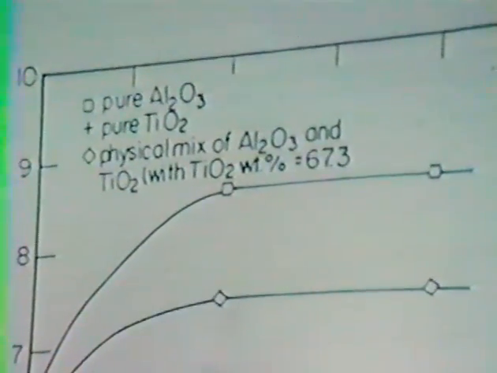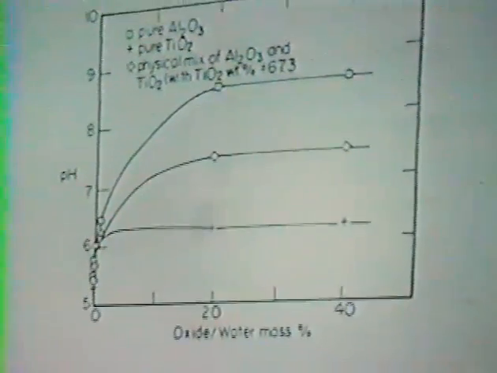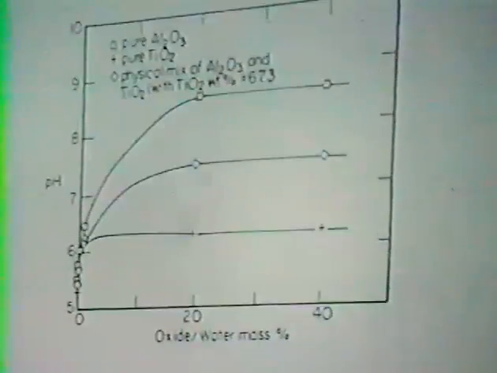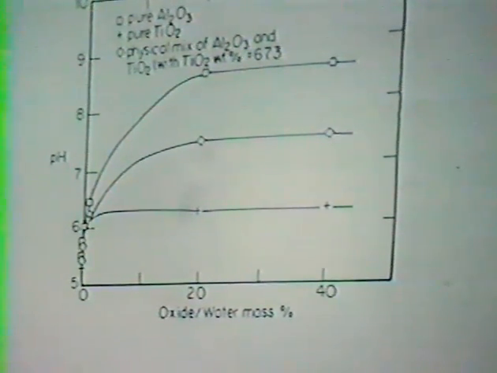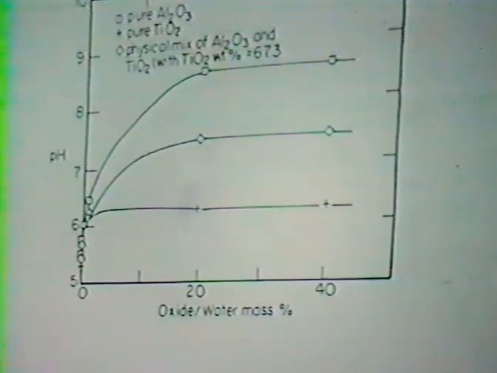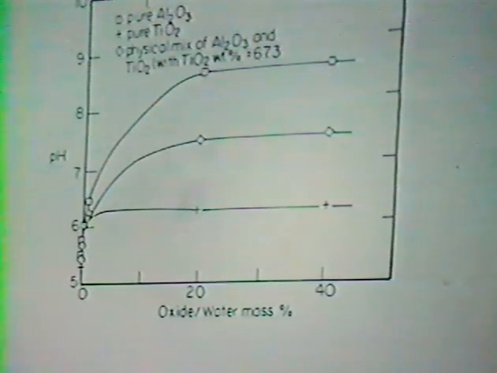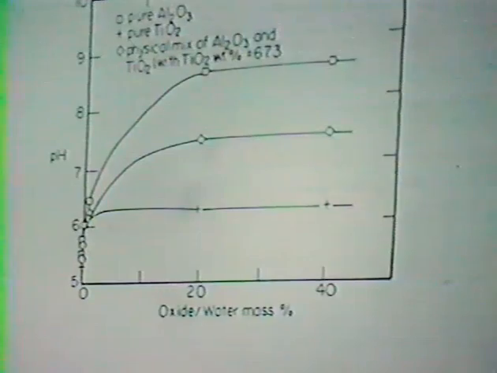What I've plotted here is the pH versus the oxide content in mass percent. And what we observe is that, number one, in each case there is an asymptotic value that is reached at high mass fractions. Number two, the PZCs, you'll have to take my word for it, for the pure components, the alumina and the titania, are in reasonable agreement with the standard potentiometric titrations of those oxides. And we note that the physical mixture of alumina and titania is in fact intermediate between the two values for alumina and titania.